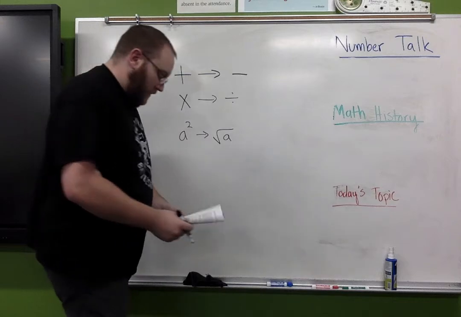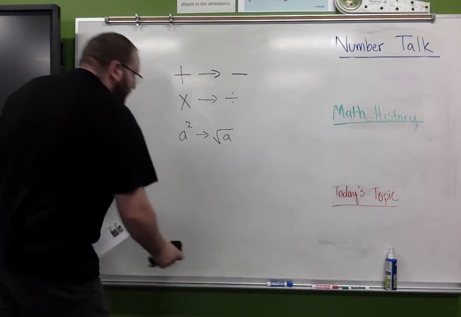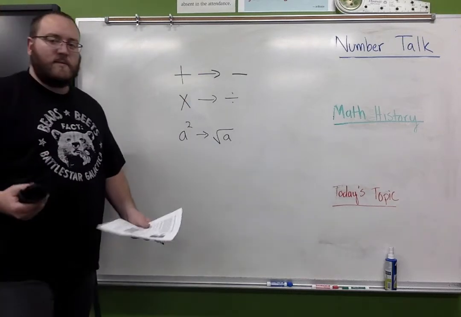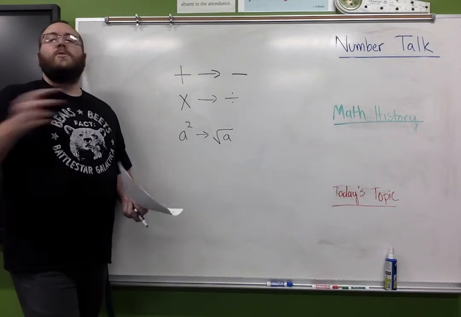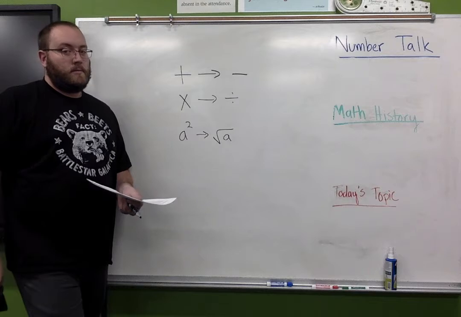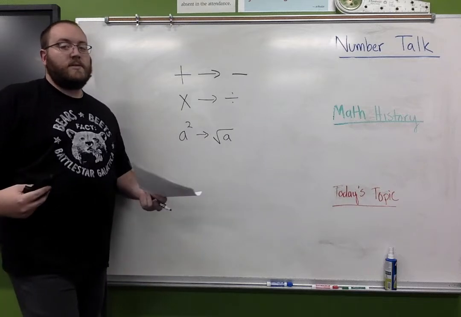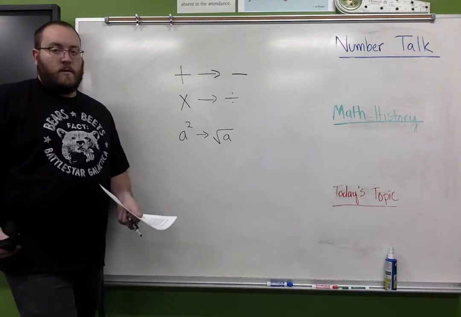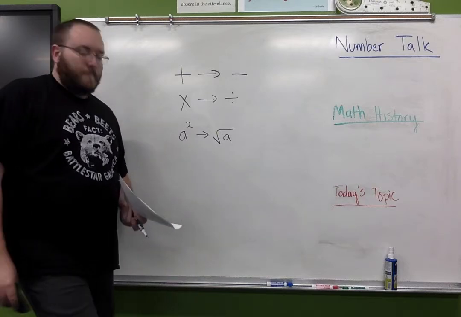Okay. So notice, and you all know this because I've talked to you about this before, inverse operations undo each other. They don't cancel each other out, they undo each other. So plus 3 minus 3, you get 0. It undoes itself.